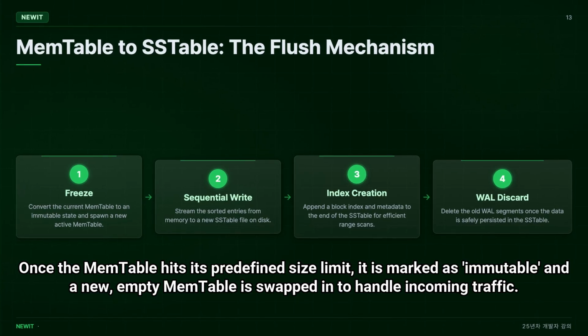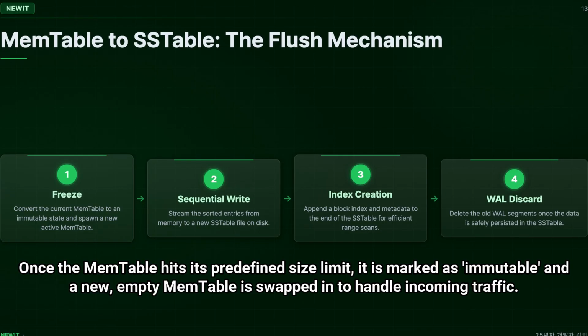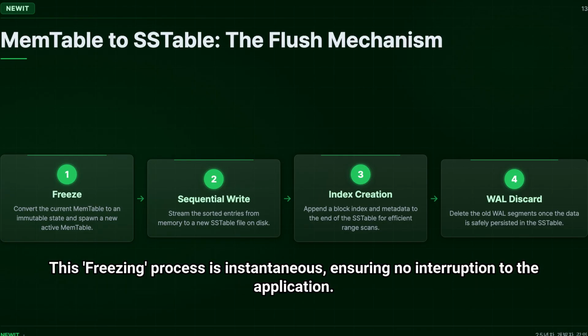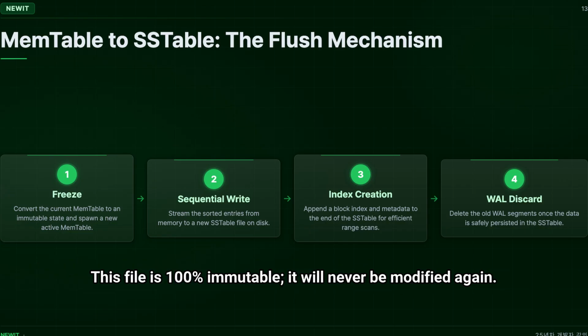We are about to see the freezing mechanism that ensures zero downtime ingestion. Once the memtable hits its predefined size limit, it is marked as immutable and a new, empty memtable is swapped in to handle incoming traffic. This freezing process is instantaneous, ensuring no interruption to the application. In the background, a flush thread takes this frozen memtable and writes its entire contents to disk as a sorted string table, or SSTable. This file is 100% immutable. It will never be modified again.